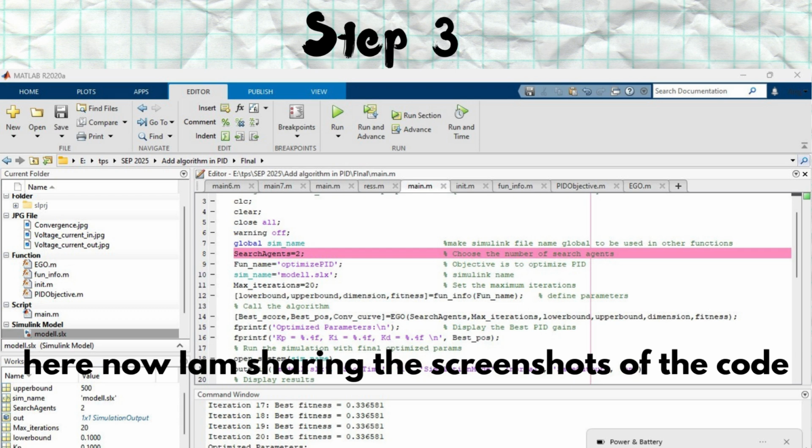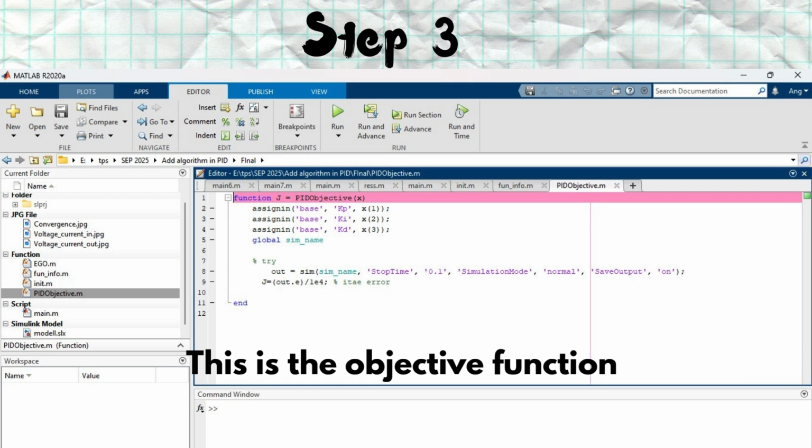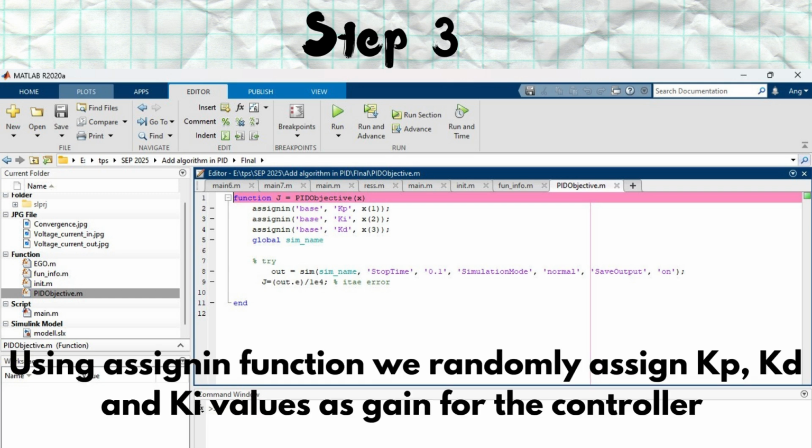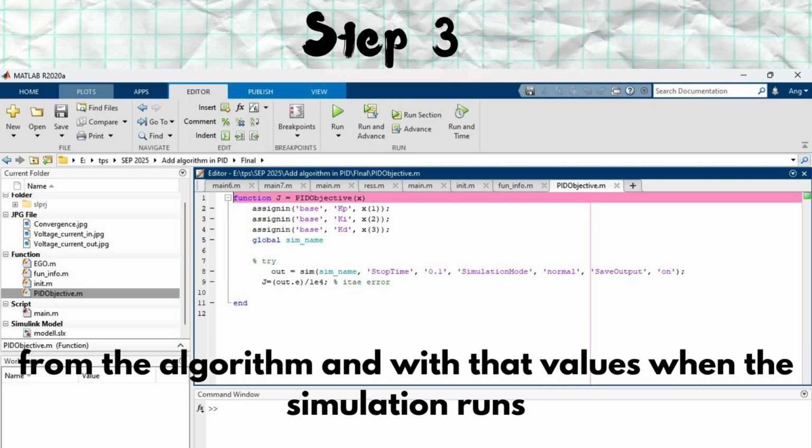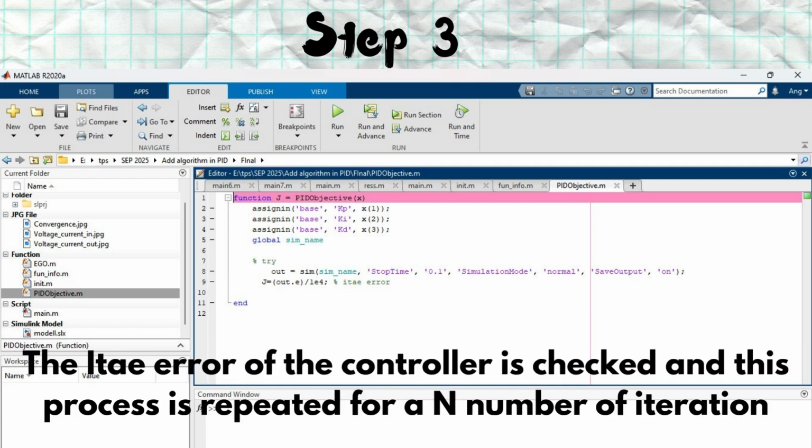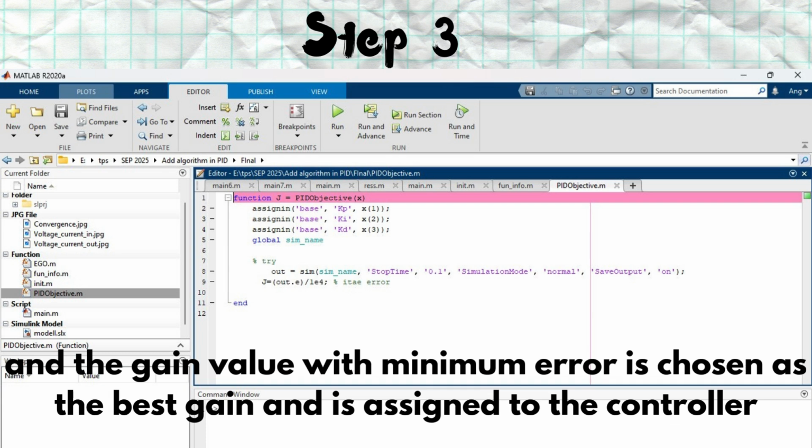Now I am sharing the screenshots of the code. This is the objective function. Using a function, we randomly assign KP, KD, and KI values as gain for the controller from the algorithm, and with those values the simulation runs and the ISE error of the control is checked. This process is repeated for n number of iterations, and the assigned gain value with minimum error is chosen as the best gain and is assigned to the controller.